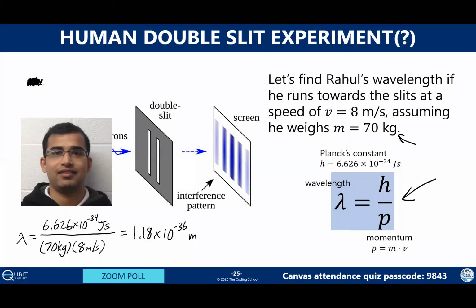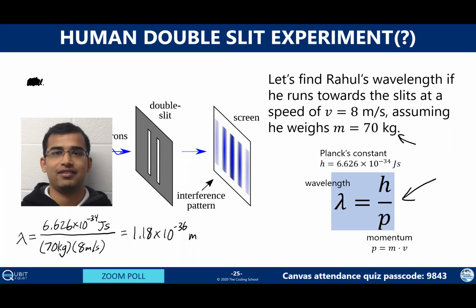And for me personally, I find this kind of helpful to imagine why a large object like Rahul behaves more like a particle in a lot of ways, because the waves are just so closely spaced together that any wave-like behavior is just not detectable by pretty much anything, right? Because the waves are just so small.